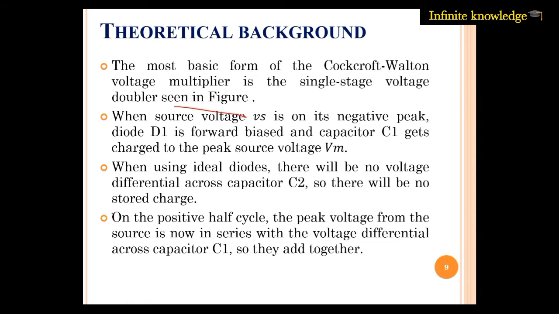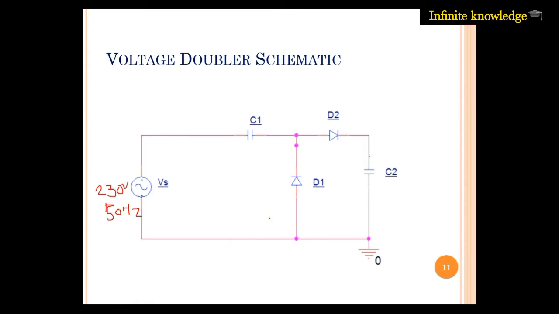So let's understand what the theoretical background tells us. When the source is forward biased, the diode is on and the capacitor C1 gets charged to its peak voltage Vm. Let's consider what happens here. For the AC voltage, first let's say this is a positive waveform and this is a negative waveform. For the negative waveform, this is positive and this is negative. In this condition the lower terminal is positive and the upper terminal is negative.